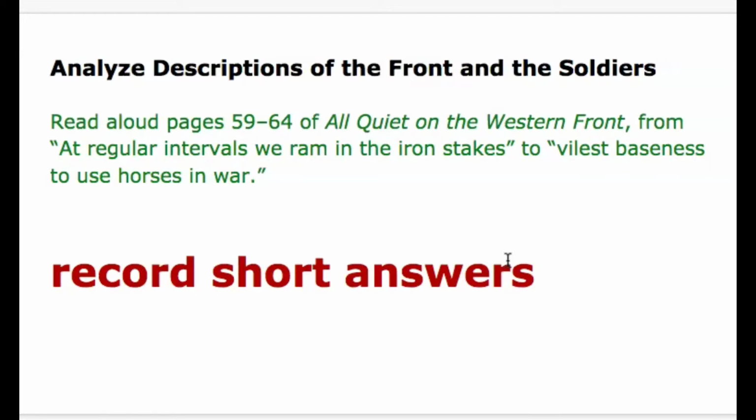After you guys have taken your new read assessment for today, I want us to analyze the descriptions of the front and the soldiers. So I want you guys to read pages 59 through 64 of All Quiet on the Western Front. You're going to start from "At regular intervals we ram into iron stakes" to "use horses in war." So this is the section that you will be using for your reading of All Quiet on the Western Front.